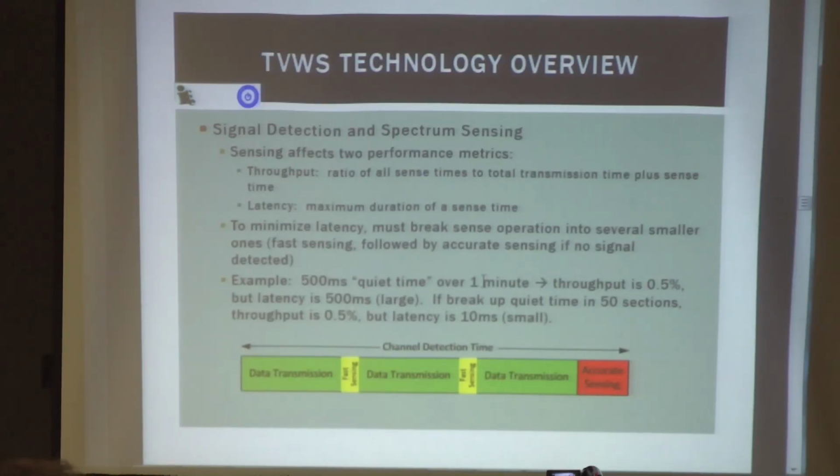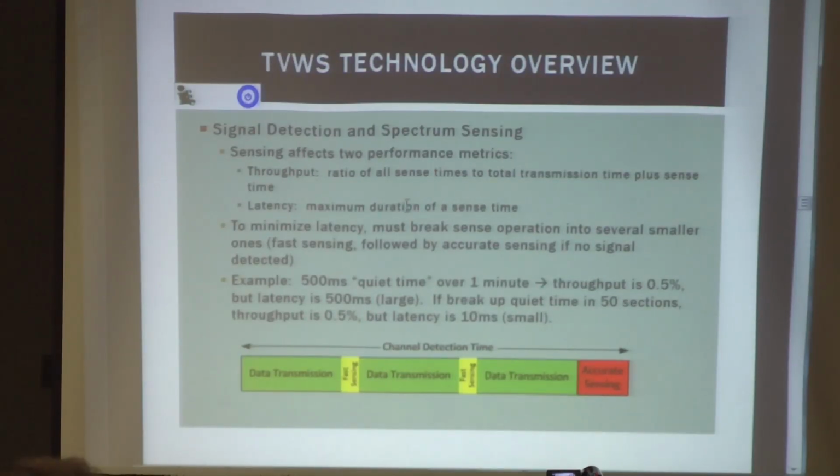The issue of stopping and resuming transmission gives two metrics that become relevant in the issue of TVWS. The first one is throughput. The second one is latency. Throughput is a measure of the data transmission time compared to the total transmission time. Here I'm showing the data transmission time and some sort of sensing operation done over here. So throughput is the data transmission time compared to the total time over here. And latency is the maximum duration of a sense time.